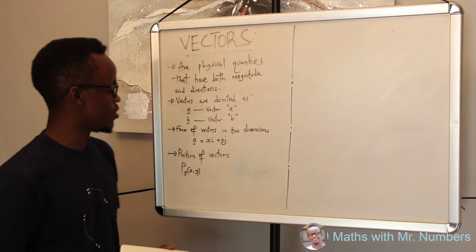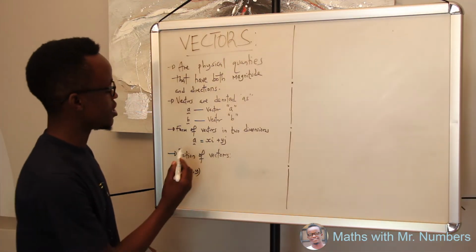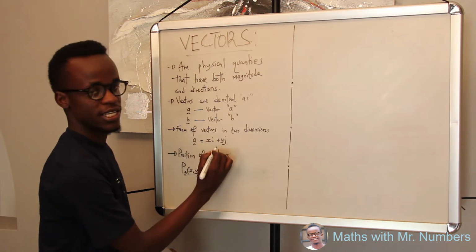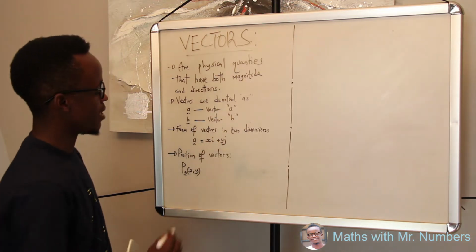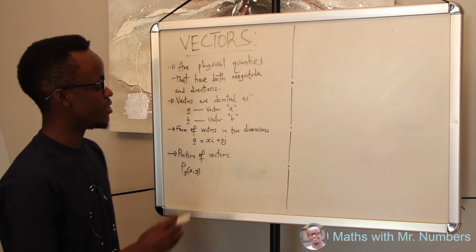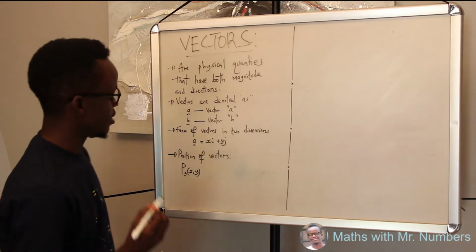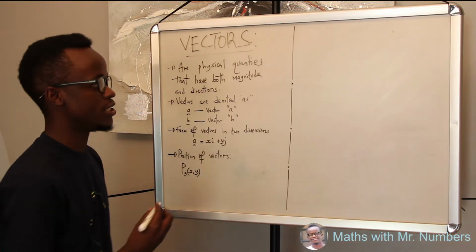Form of vector in two dimensions. The form of vector in two dimensions is this one: vector A equals x times i plus y times j, whereby x is the coefficient of i and y is the coefficient of j. Position of vectors. The position of vectors is written in the form of x, y at the coordinate.